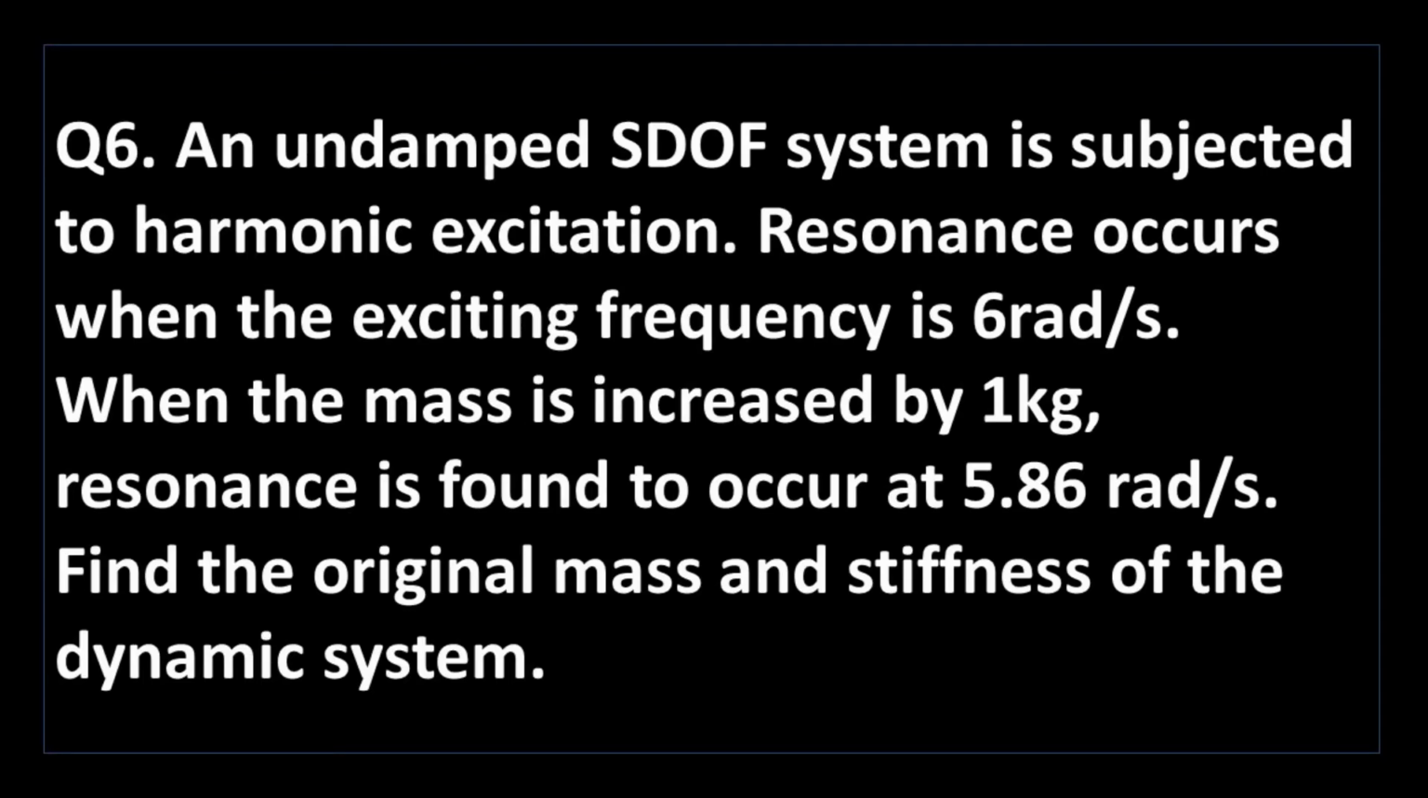Read the question. An undamped single degree of freedom system is subjected to harmonic excitation. Resonance occurs when the exciting frequency is 6 radians per second. When the mass is increased by 1 kilogram, resonance is found to occur at 5.86 radians per second. Find the original mass and stiffness of the dynamic system.